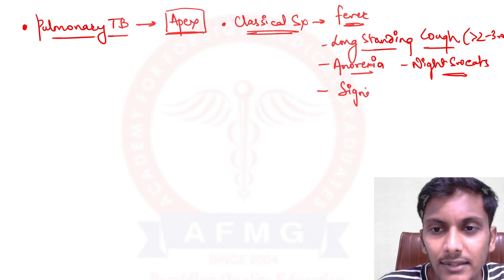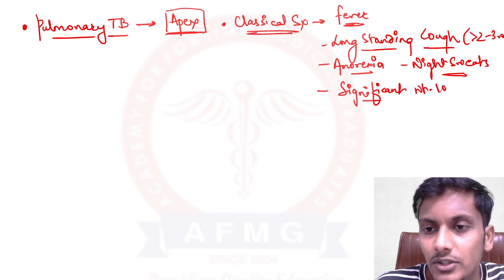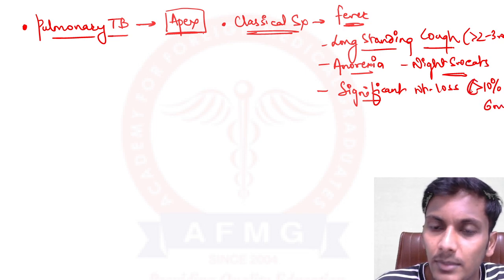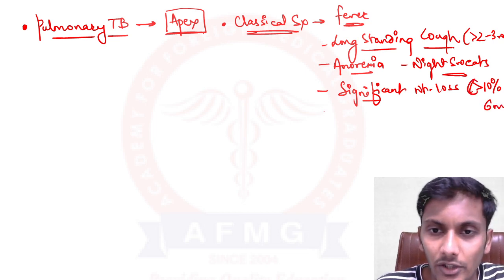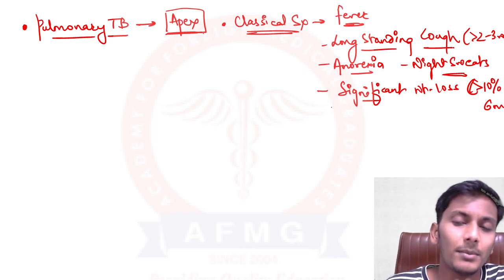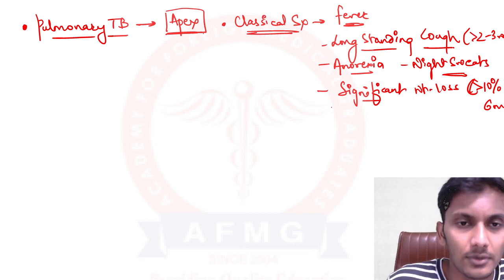And what do we mean by significant weight loss? As we all know, significant weight loss is more than 10% weight loss over 6 months. So more than 10% weight loss over 6 months is considered significant weight loss. Along with that, there would be generalized weakness and malaise. But these are the most important 5 classical symptoms of tuberculosis that you need to remember.